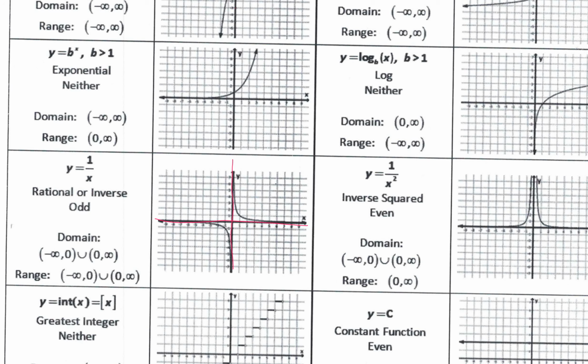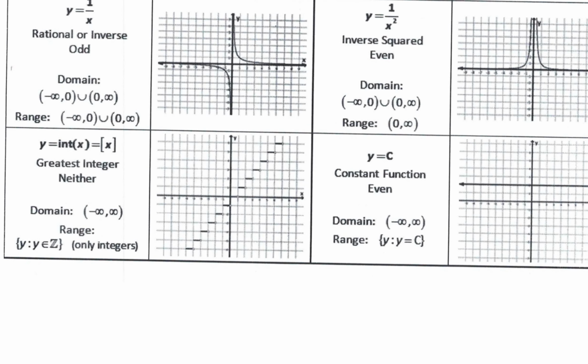So how do you describe that it can't equal 0? You do it this way: anything to the left of 0 and anything to the right of 0 is part of the domain, and the same is true for the range. Very important. We're going to do this for sure in chapter 5.